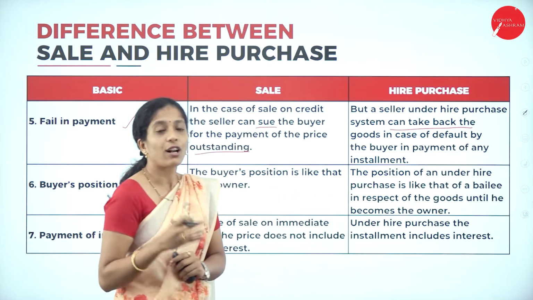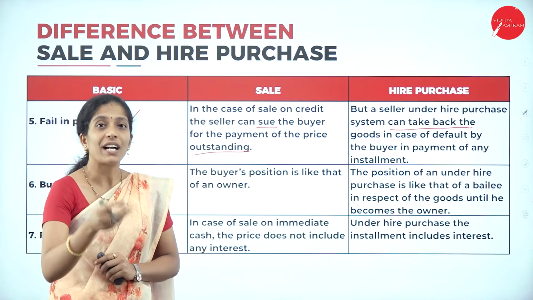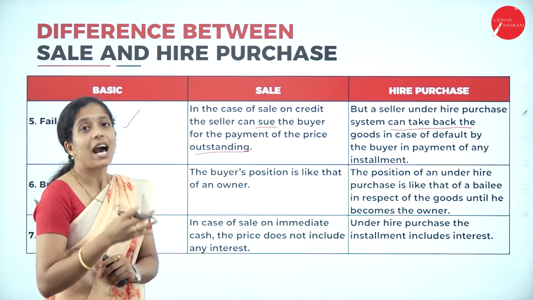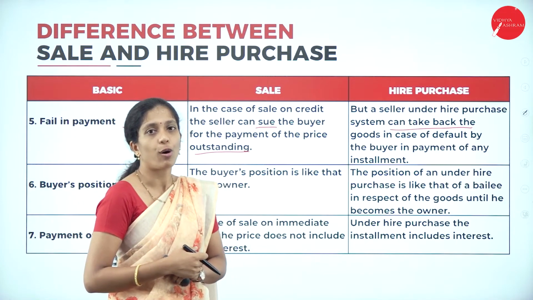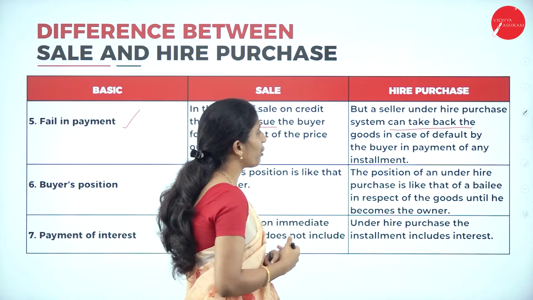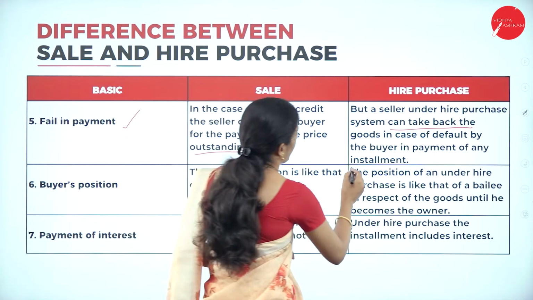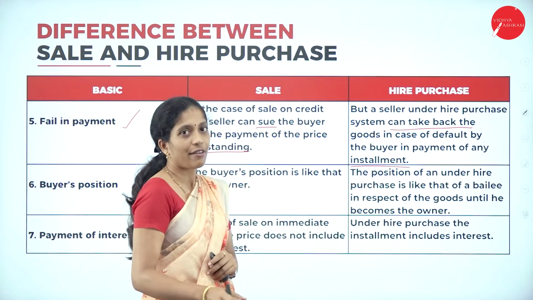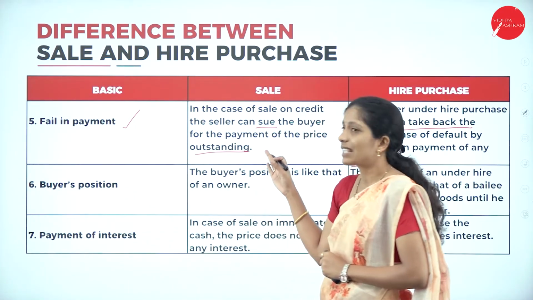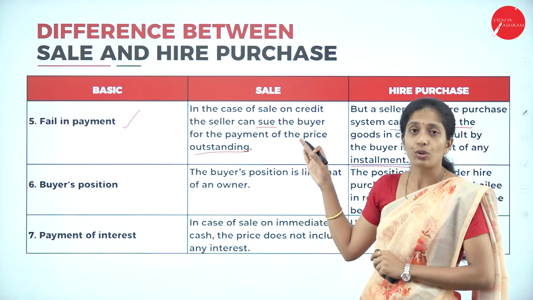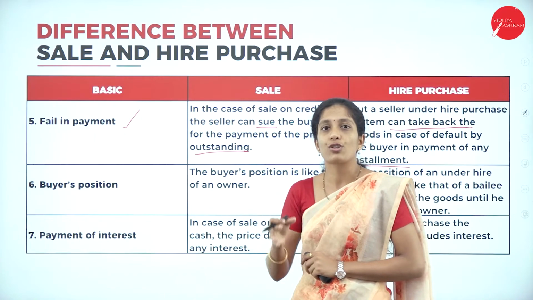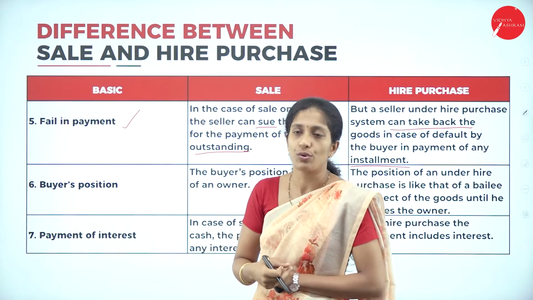Whereas coming to hire purchase, a seller under the hire purchase system can take back the goods. Here he cannot sue the buyer, but he can directly take back the goods if the buyer has not made the payment in the form of installments. He can take back the goods in case of default by the buyer in payment of any installment. As I have told you, the payment will be in the form of installments only. In sale, he can sue the buyer in court, whereas in hire purchase he cannot sue, but he can directly take back the goods.